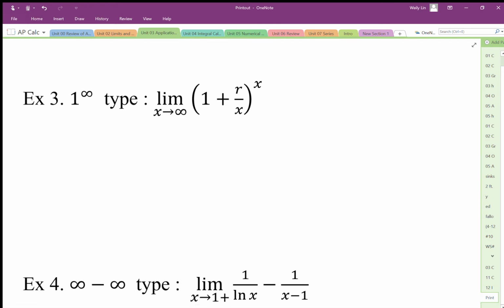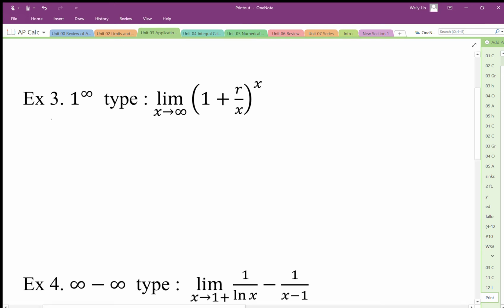So this limit has the type 1 to the power infinity. If we let x go to infinity, we're going to end up with this base being equal to 1. So this is going to be 0, so we get 1, and the power is going to be infinite. Okay, so this is a 1 to the power infinity type. We're going to need to bring down the power with a log to be able to do this.